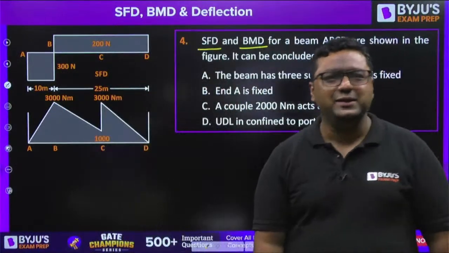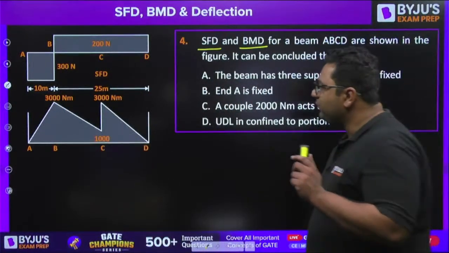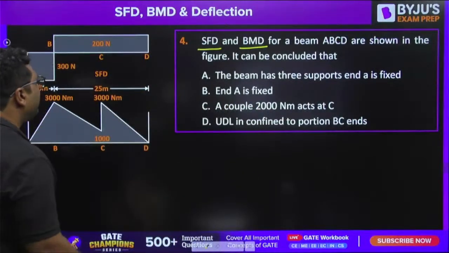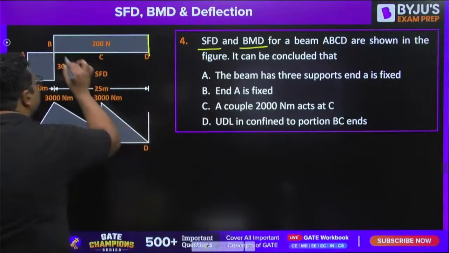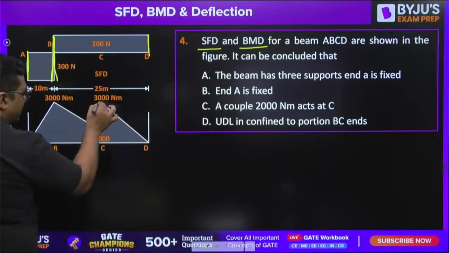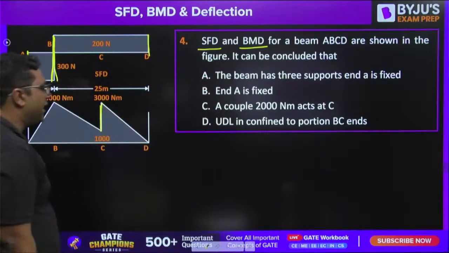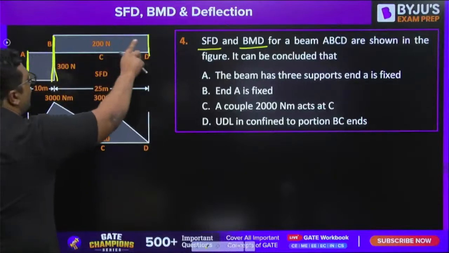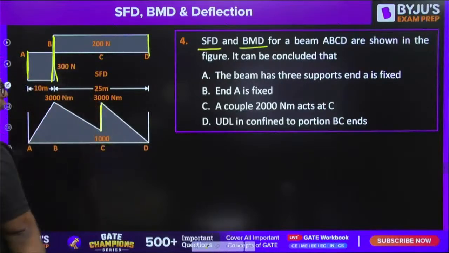Vipen is saying C. So guys, first of all, I want to tell you something. Wherever you get a jump in the SFD, there would be some point loads. Wherever you get a jump in the BMD, you would have some point moments. So you can see there are 3 jumps in point forces and 1 jump in point moment.